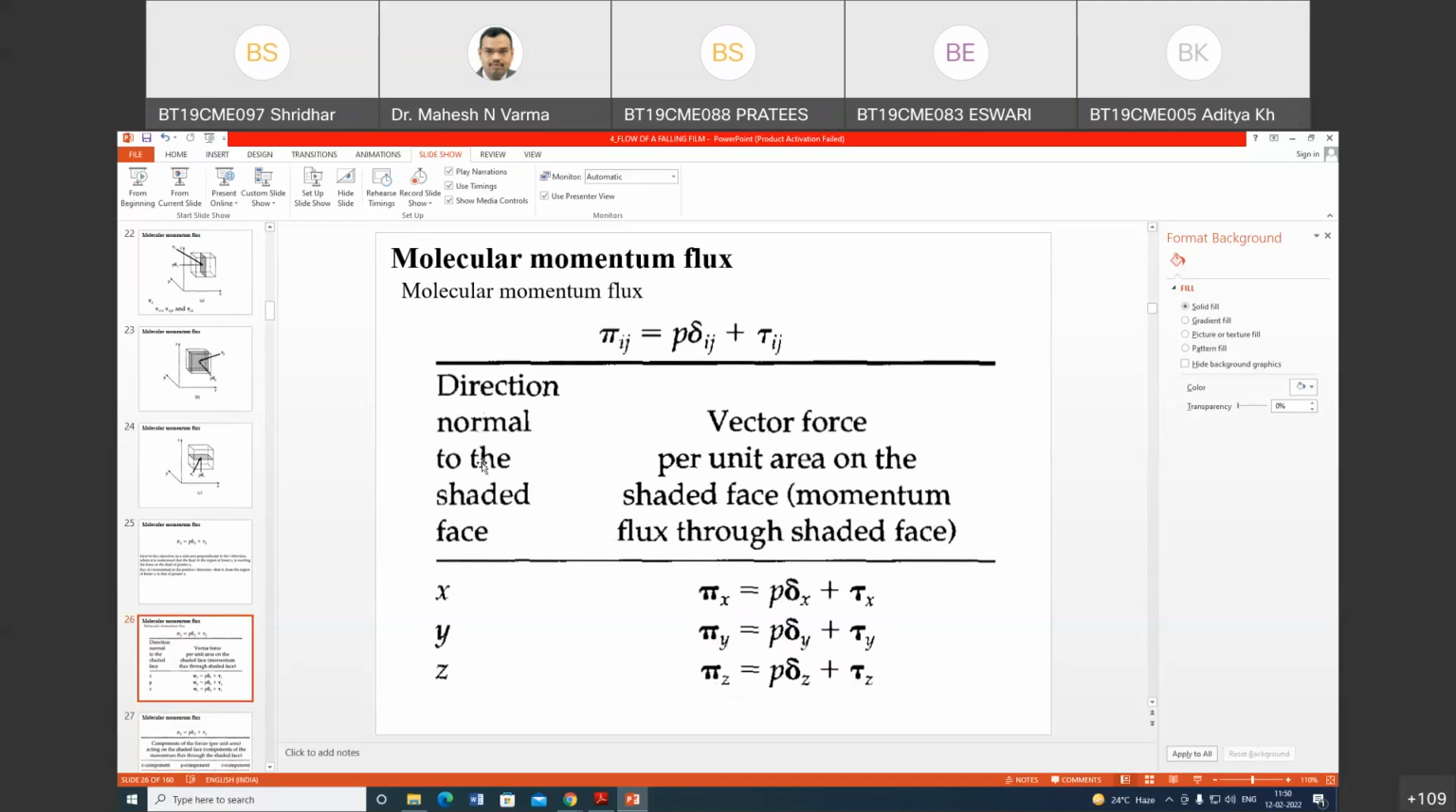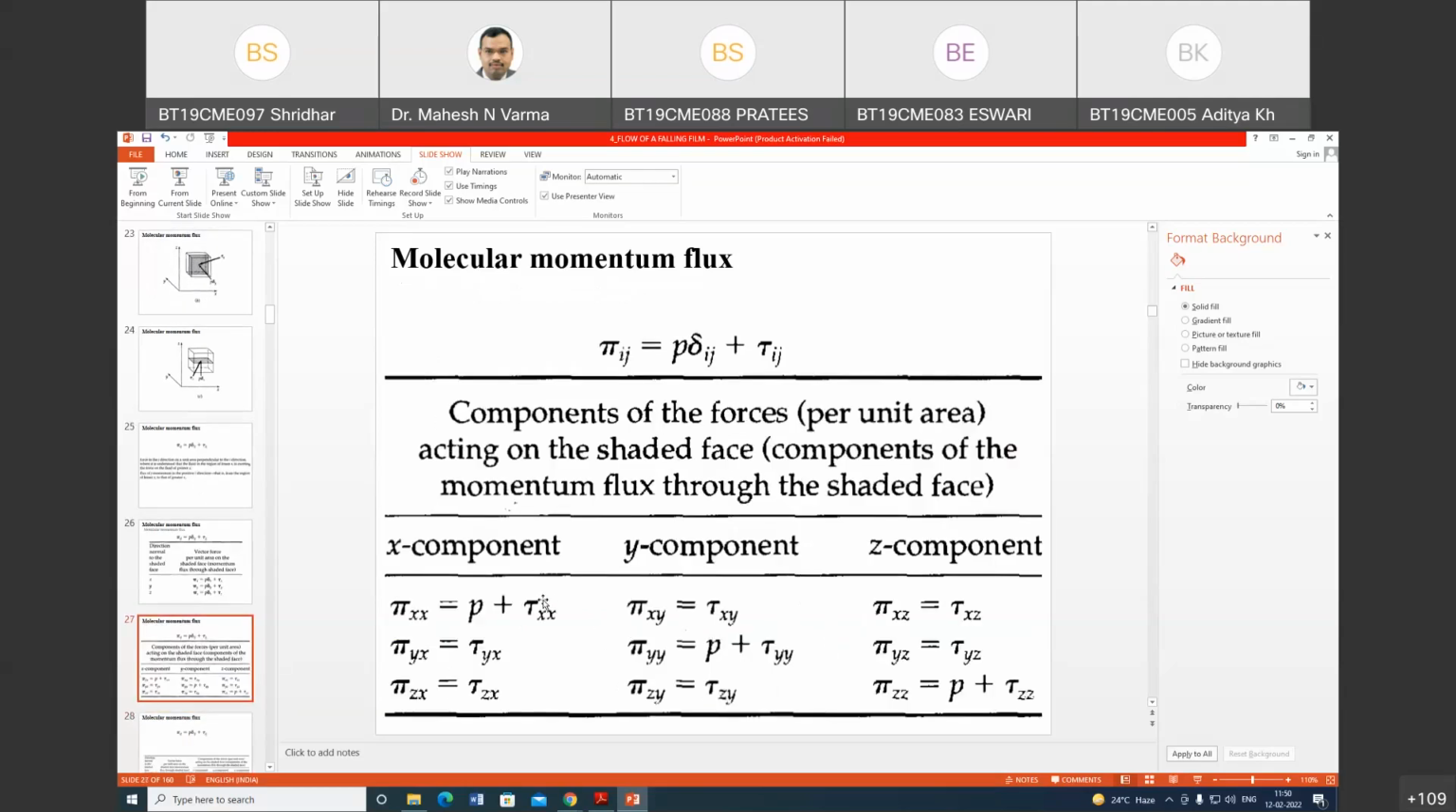This is the momentum in x direction, this is momentum in y direction, this is momentum in z direction, and each again has 3 components. So these are the 9 components. This pi xx is a total molecular momentum flux. You can see i equals x, j equals x, so delta x will be equal to 1. So this will be equal to pressure plus tau xx. Now this is the y component.